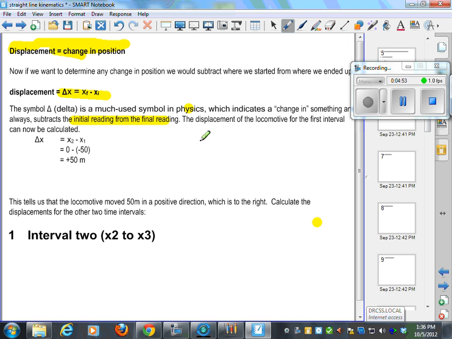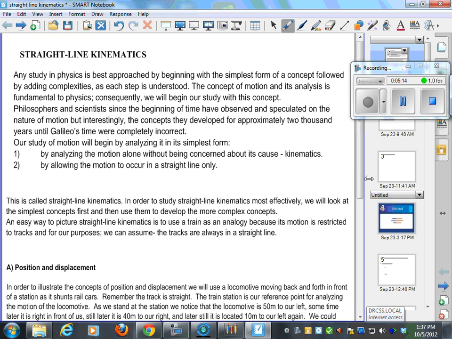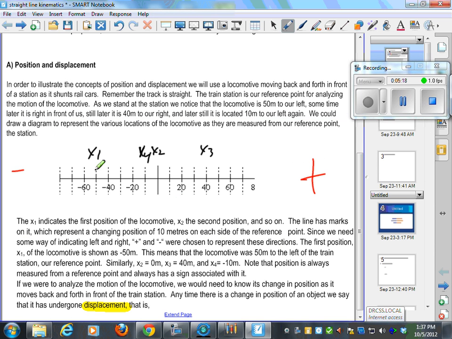The displacement of the locomotive for the first interval can be calculated. Delta x is x2 minus x1. So my f and my i have simply become 2 and 1. And I simply subtract, right? 0 minus minus 50 is plus 50. So between 1 and 2 is plus 50. In fact, if you go back and look here, plus 50, from minus 50 to 0. 50 to the right. Not hard stuff at all.